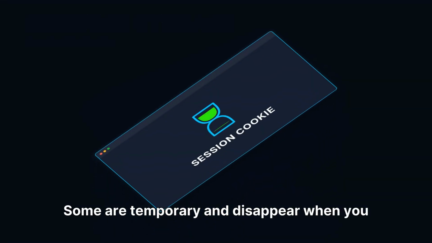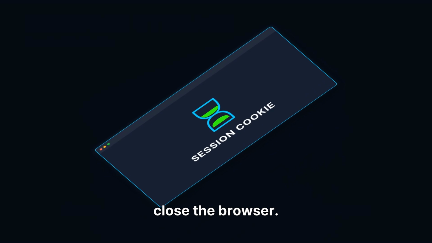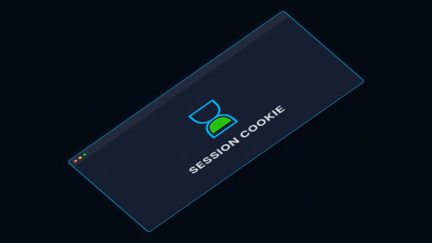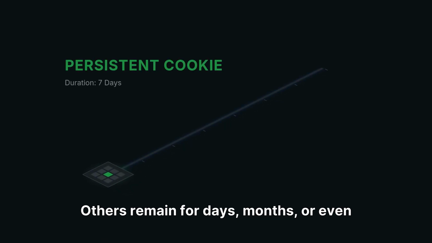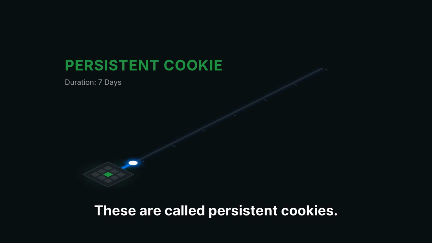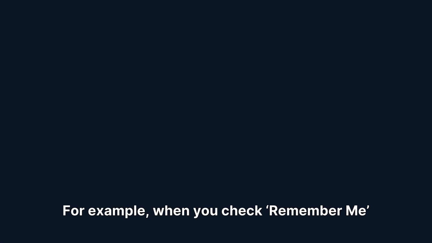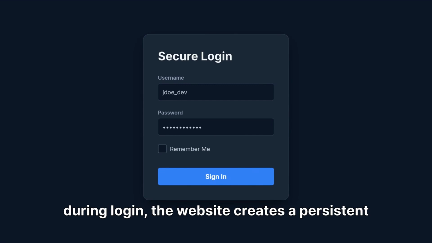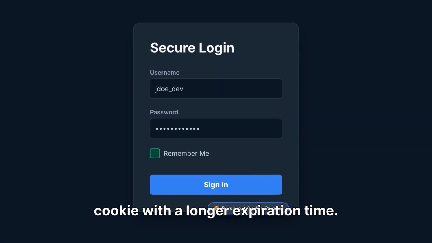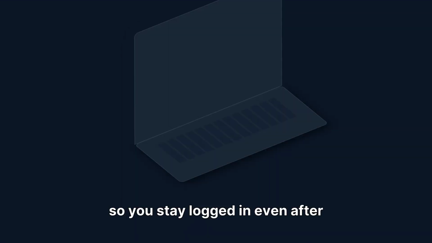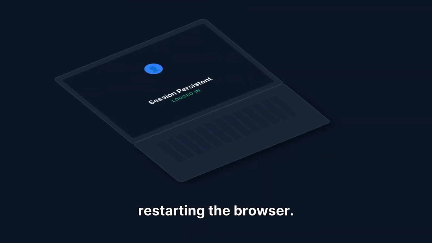Websites can store multiple cookies inside your browser. Some are temporary and disappear when you close the browser. These are called session cookies. Others remain for days, months, or even years. These are called persistent cookies. For example, when you check Remember Me during login, the website creates a persistent cookie with a longer expiration time, so you stay logged in even after restarting the browser.